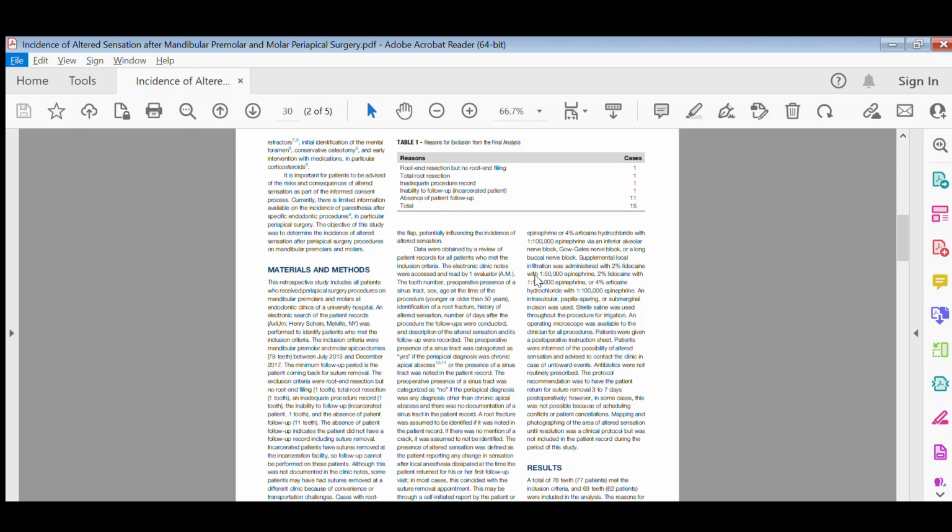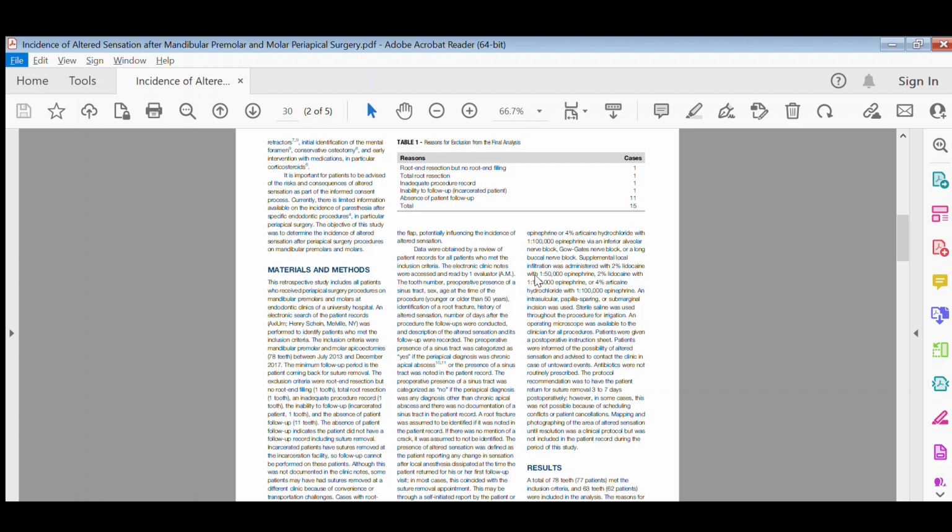The presence of altered sensation was defined as the patient reporting any change in sensation after the local anesthesia dissipated, at the time the patient returned for the first follow-up visit. In most cases, this coincided with the suture removal appointment.